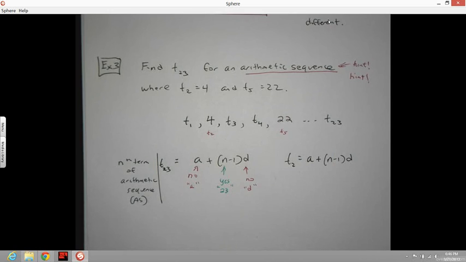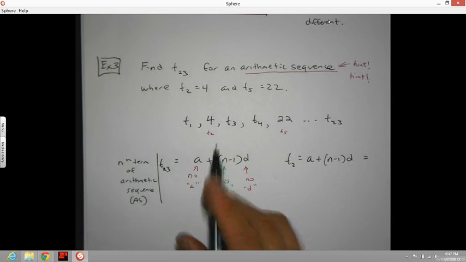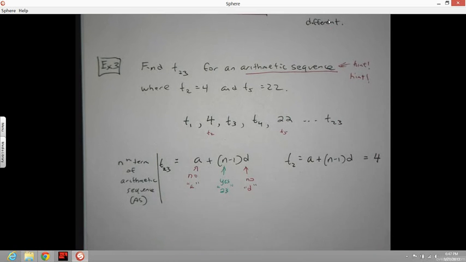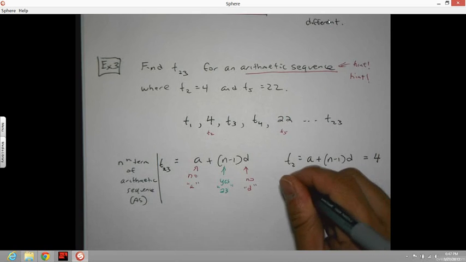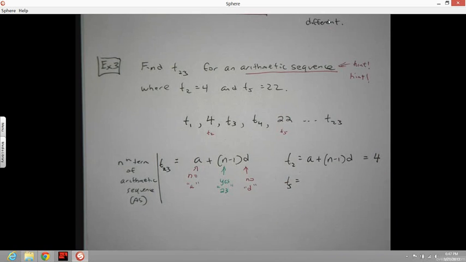Right? And do I know these? Well, I still don't know the a, and I still don't know the d. But I do know the n, and I do know the answer to this. Well, this one, t2, is actually going to be equal to what value? 4. Hang with me, guys. This is going to work out for you. Trust me. T to the 5, I'll expose to the same equation.